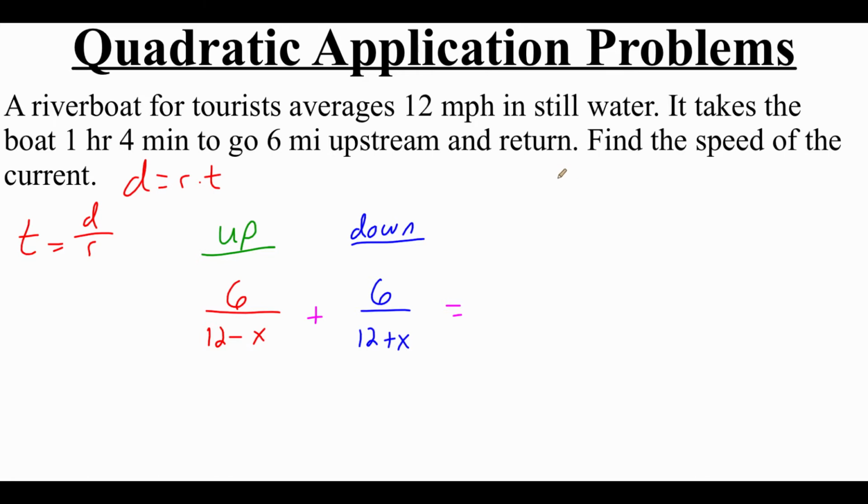Now we're actually going to play around with that just a little bit. So 1 hour and 4 minutes, well we know that there's 60 minutes in an hour. So we can write this as 1 hour and 4 out of 60. But this 4 out of 60 is reducible. So this is going to be 1 and 1/15th, but then I'm going to write this as an improper fraction, so this is going to be 16 over 15. Now this is the equation that we're going to go through and solve to try to figure out our rate.